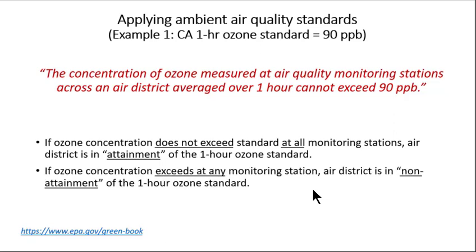On the other hand, if ozone concentrations exceed at any monitoring station the 1 hour standard of 90 parts per billion, the Air District is in non-attainment of the 1 hour standard and is not in compliance with the Clean Air Act regulation for 1 hour ozone. The air concentrations are checked against the ambient air standards at monitoring stations across air districts, and this monitoring takes place continuously, every hour of every year. We will discuss more about air districts and monitoring stations in coming slides.